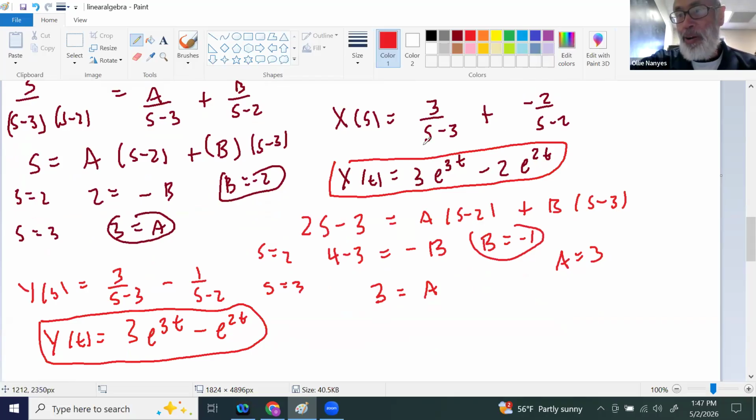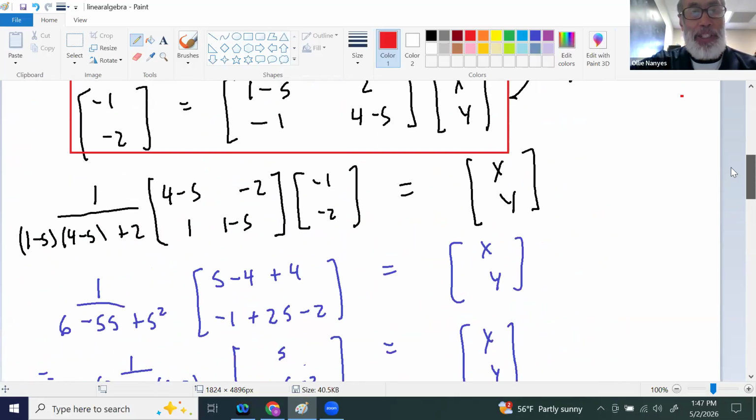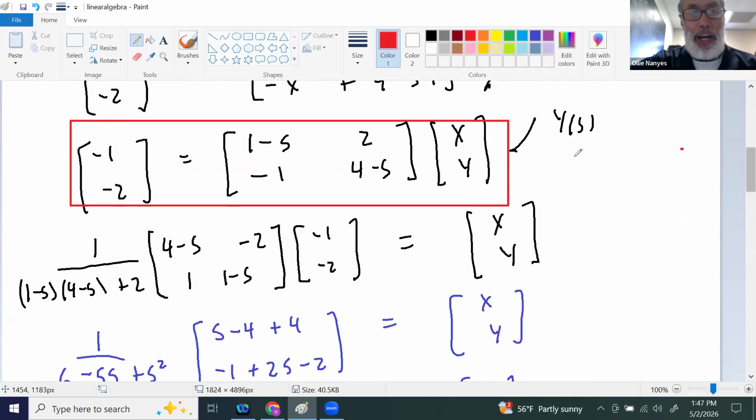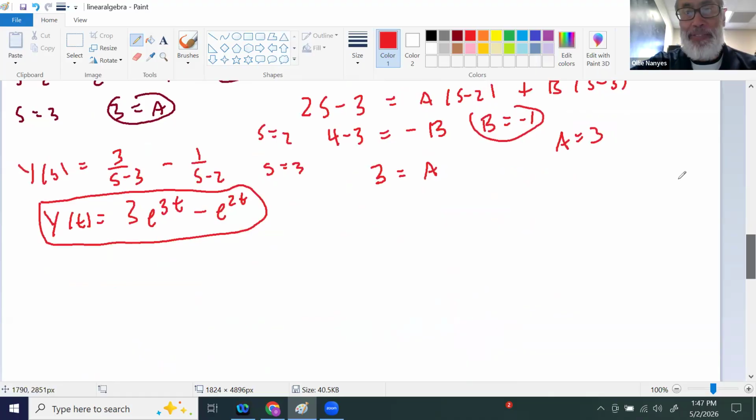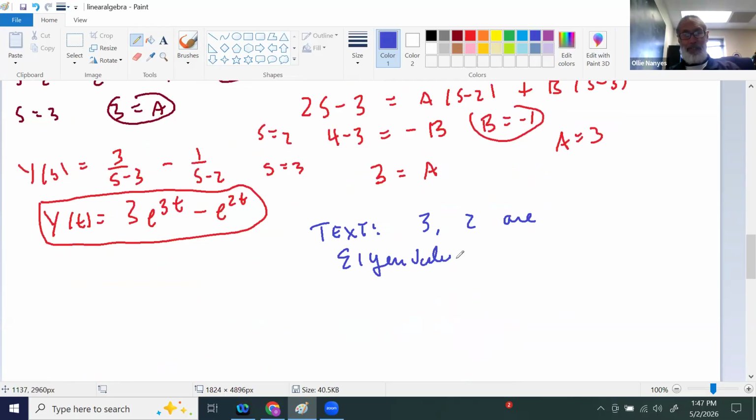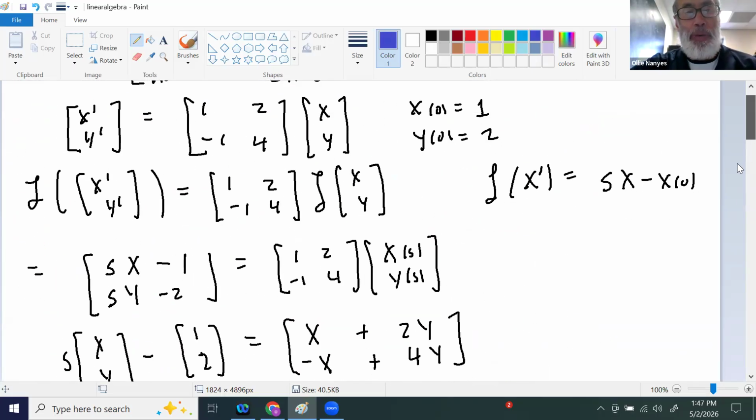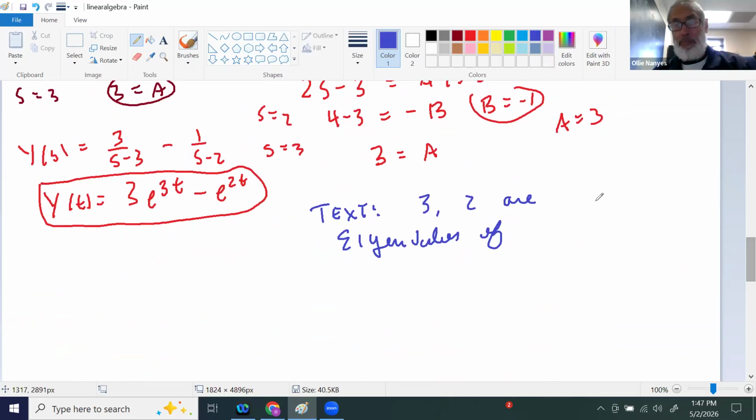Now, notice other than finding a matrix inverse here that we did by the adjoint method, we used very little linear algebra. And if you read the text, the text will say that 3 and 2 are eigenvalues of the original matrix 1, 2, minus 1, 4. So that's what they will say, eigenvalues.